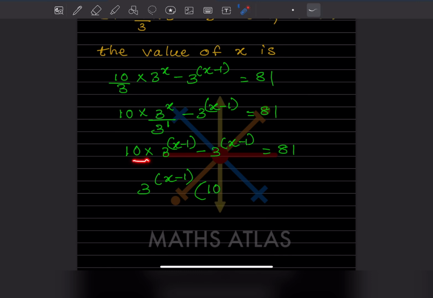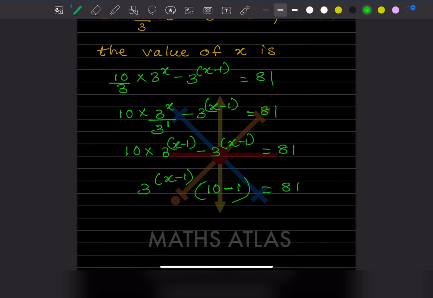3 raised to x minus 1 is common. So 10 remains here. And here this is minus, so we can write here minus. And this part is already taken common here, so there should be only 1 over here. So now let us write here is equal to 81.